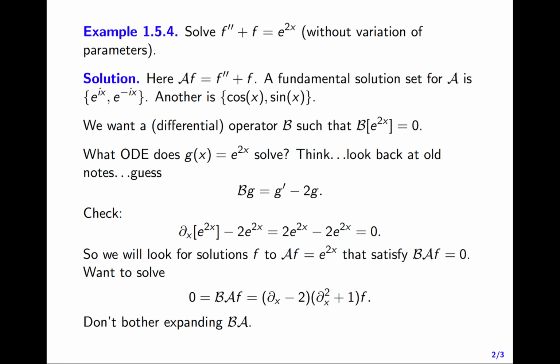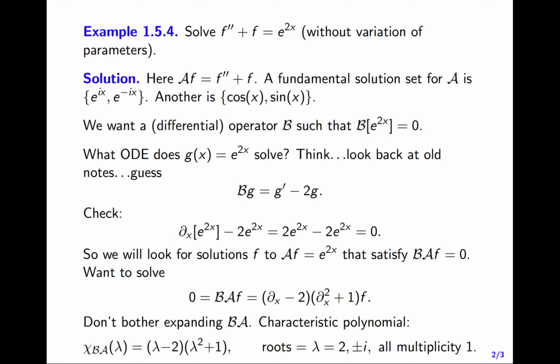Let's not bother expanding this operator ba and foiling out all the partial x's. Instead, we can just find its characteristic polynomial directly. The characteristic polynomial of ba, chi ba of lambda, is lambda minus 2 times lambda squared plus 1. And this is nicely factored already because I didn't bother expanding ba. And to be clear about how I read off this characteristic polynomial, I looked at ba on f, and every time I saw a derivative with respect to x, I wrote down a lambda. So the roots of this characteristic equation are 2 and plus or minus i, all of which have multiplicity 1.